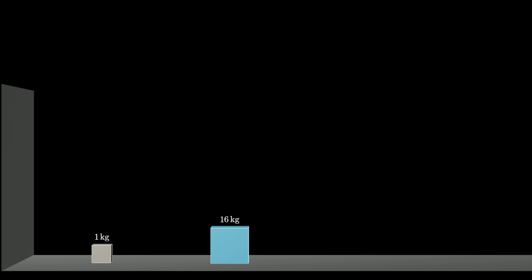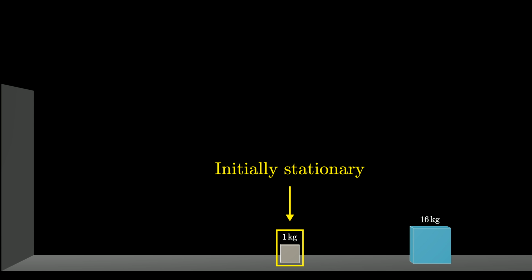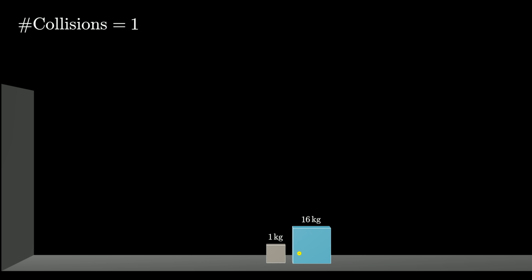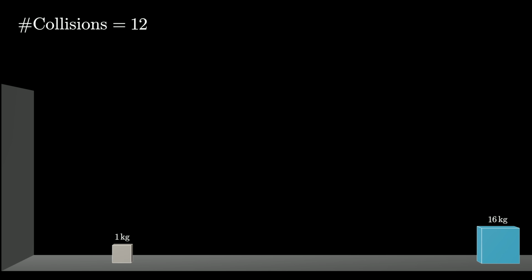Just to recap, in case you haven't seen it, the setup of that original video was to have two blocks on a frictionless plane. At the very beginning, the one on the left is stationary, and we'll think of it as smaller, maybe 1 kilogram, and the block on the right is coming in with some speed. The two blocks bounce off of each other, there's a wall to their left, and the puzzle is to figure out how many total collisions would take place, including the collisions with that wall.